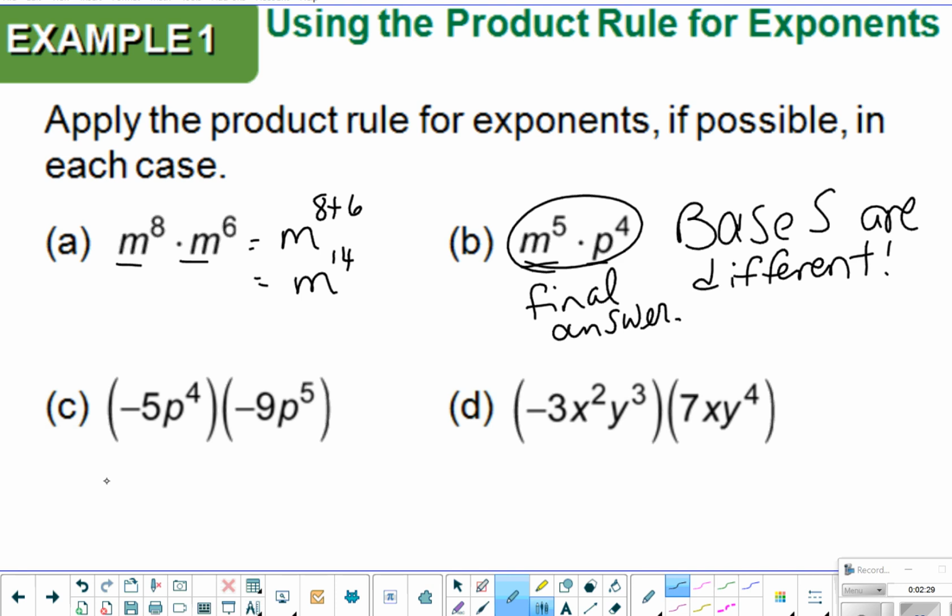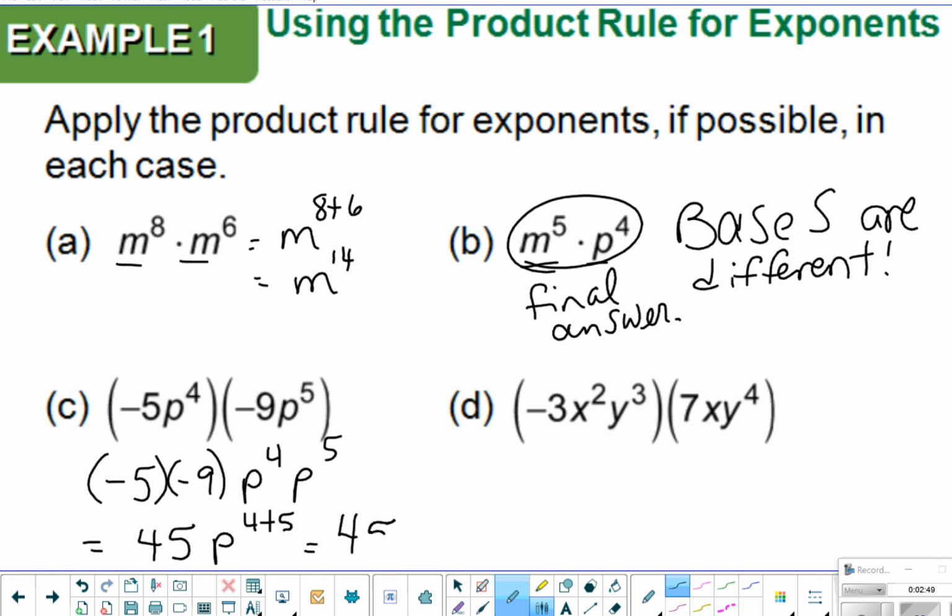C, I would probably do some rearranging of the order of my multiplication as shown, and just reordering it into -5 times -9, p to the 4th, p to the 5th, giving us a result of positive 45, and then let's add those exponents, so we get 45 p to the 9th.